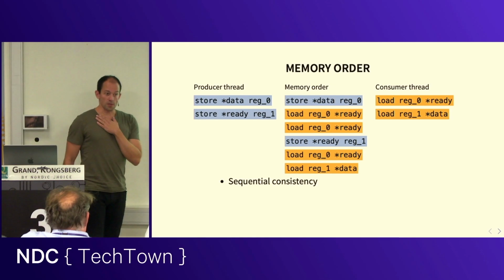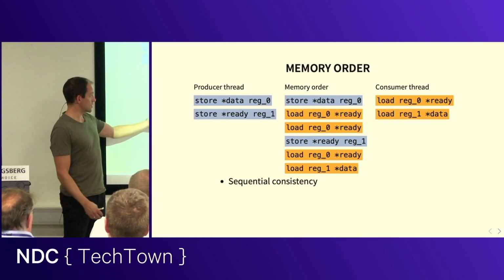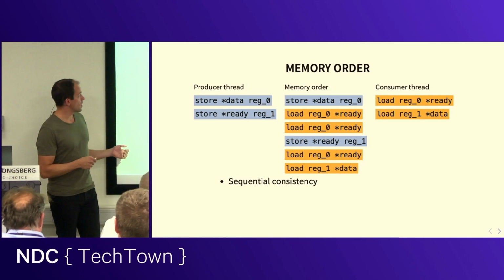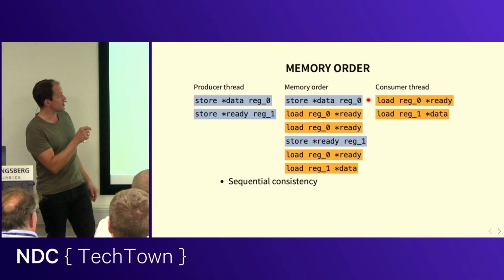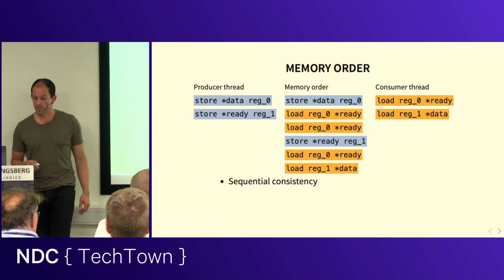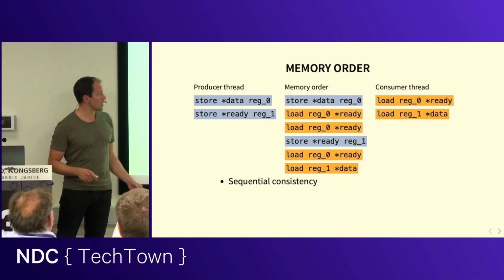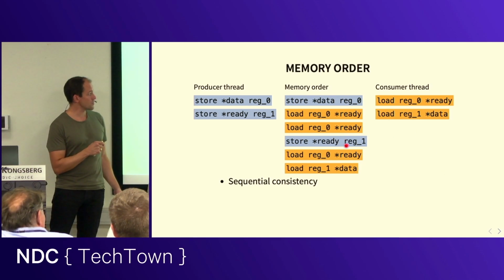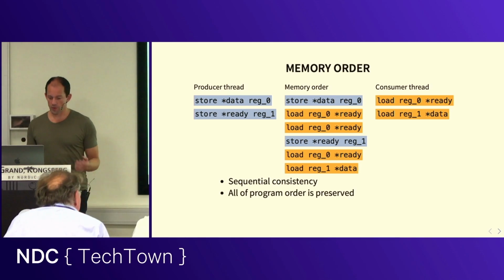So if you have sequential consistency, which is the same thing we talked about with C++, they use this word, and on the CPU there's also sequential consistency, which means everything happens in order. All of program order, so this is the program order and this is the orange program order, and everything in memory order has to follow the program order. If I have store data, store ready, they must appear in that order in the total order. And in the consumer, I do load ready, load data. Then all the load readies have to happen before the load data in the memory order. So all of program order is preserved.